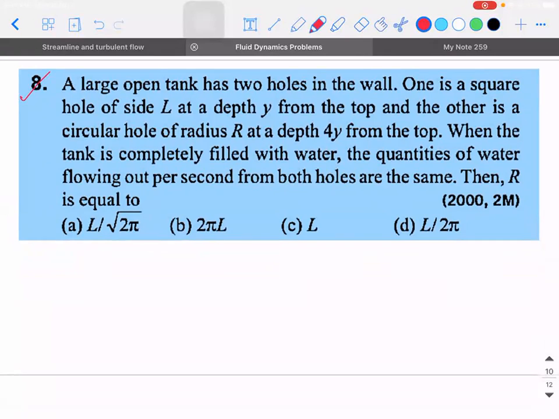A large open tank has two holes in the wall. One is a square hole of side L at a depth y from the top, and the other is a circular hole of radius r at a depth 4y from the top. When the tank is completely filled with water, the quantities of water flowing out per second from both the holes are the same. Then R is equal to what? What do you mean by quantities of water? Quantity is a measure of what parameter? So when they say quantity, it is volume. The amount of volume of water flowing out per second from both the holes are the same, then the value of capital R is equal to what?